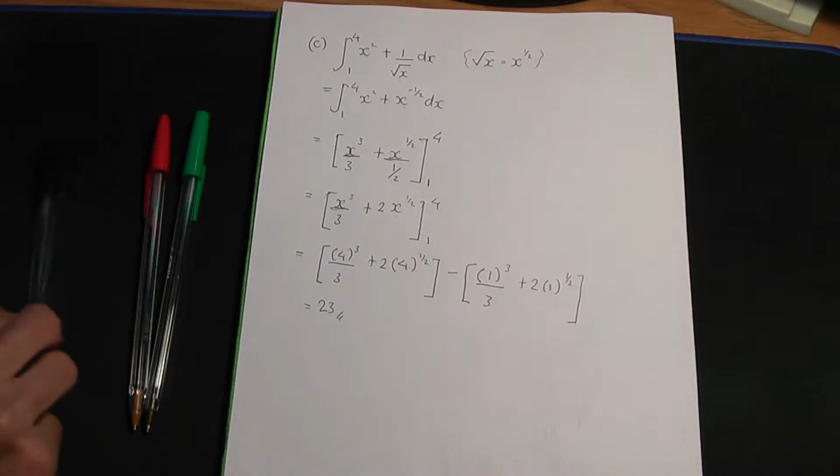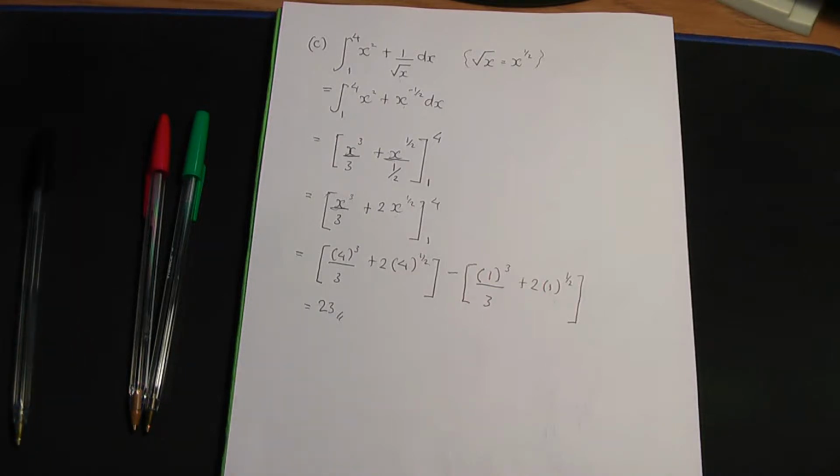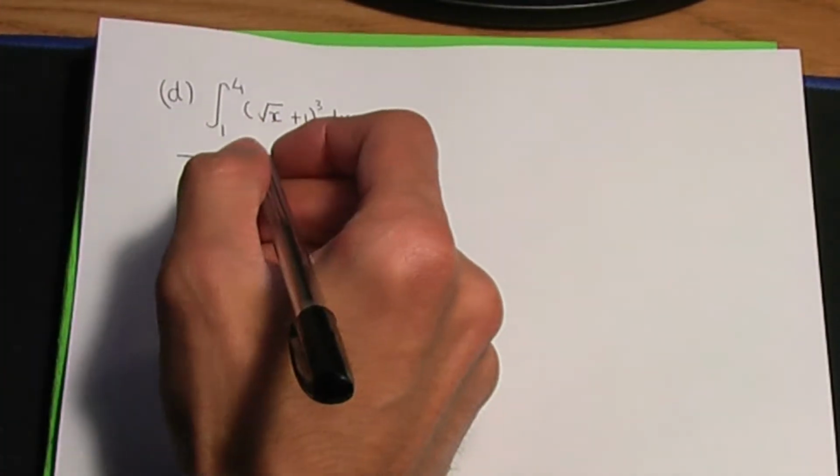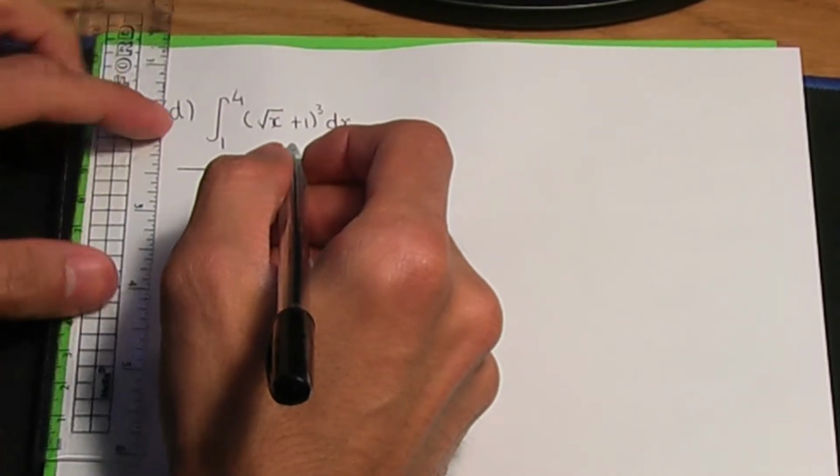Right, so I have another example. So back to the screenshot. So part D, we need to integrate between limits 1 and 4 root x plus 1 cubed. So let's integrate root x plus 1 cubed between limits 1 and 4. So back to the paper and pen. So here is the question. We need to integrate root x plus 1 cubed.